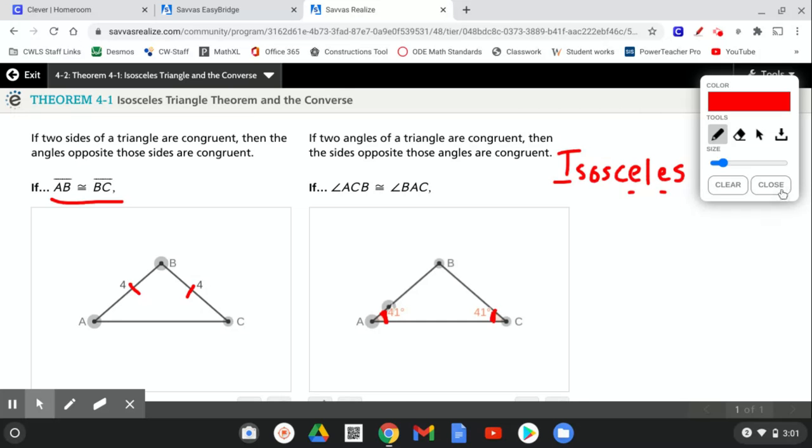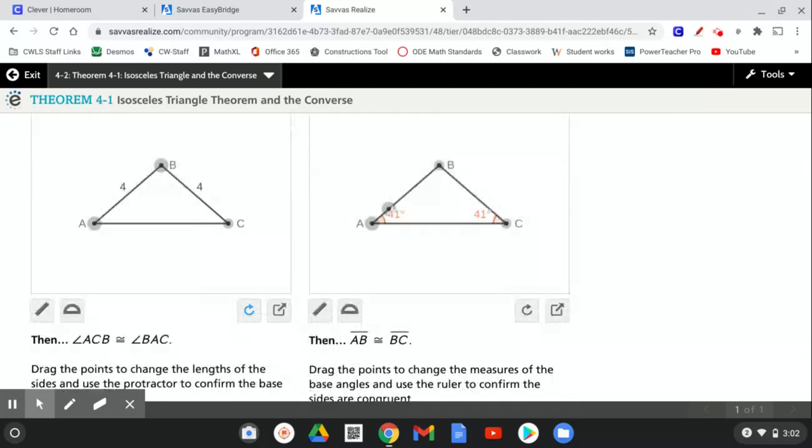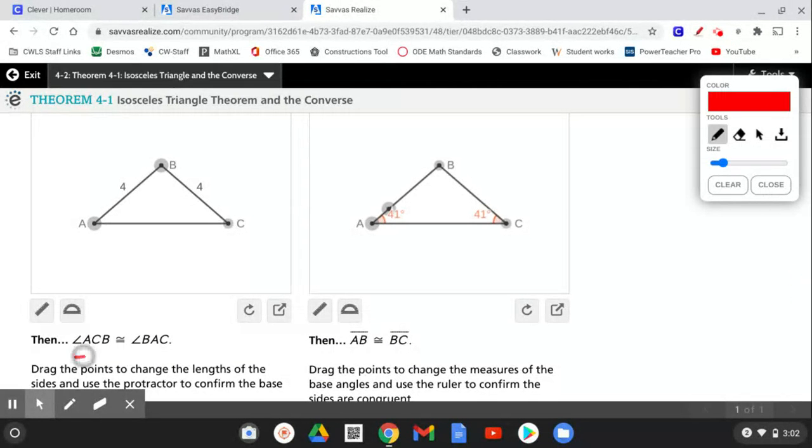Now, here are the properties with isosceles. So if we know, like in this first one, that these sides are 4 and 4, so AB is congruent to BC, then we know that angle ACB is going to be equal to angle BAC. What we're saying is if we know these two sides are congruent, then we know these two angles are congruent. Maybe angle A over here is 40 degrees, then we know this angle has to be 40 degrees. So that's how you're going to solve problems using these properties.